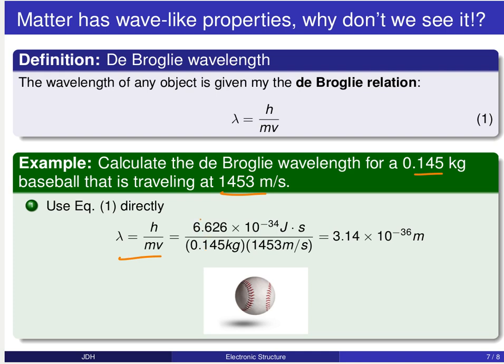Make sure that we are recording at least 4 sig figs there, because our problem's coming in with 3, and we arrive at an answer of 3.14 times 10 to the minus 36 meters.